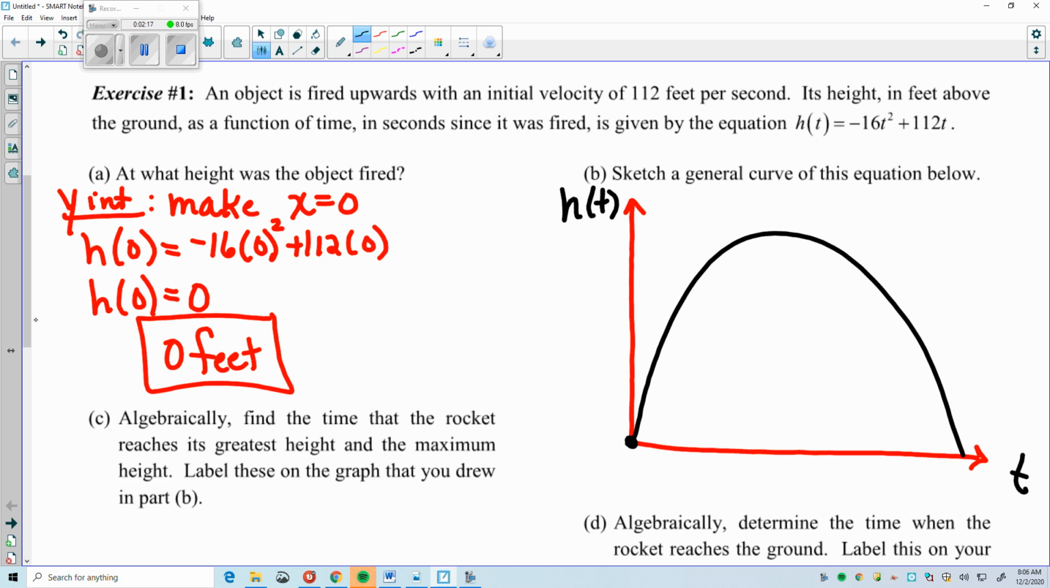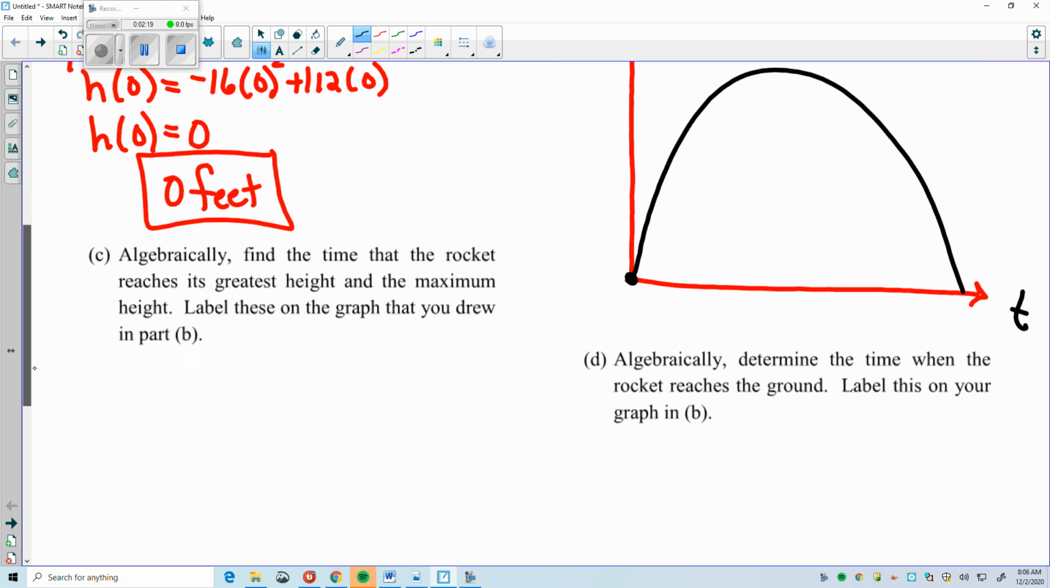Okay, so we're going to algebraically find the time that the rocket reaches its greatest height, maximum height. So in other words, I'm trying to find that value right there. Okay, and if I'm thinking about it on that graph, this maximum height is going to be our turning point. So if that's our turning point, we had a formula to find our turning point, negative b over 2a. So if I want to find that value, so it's a negative b over 2a, that's our equation.